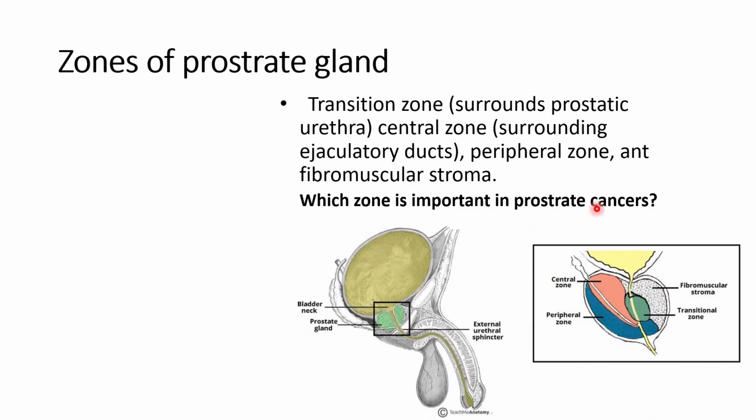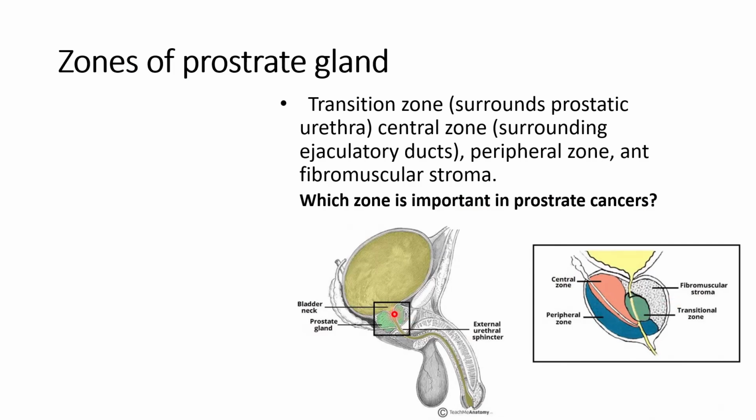And which part is prone to benign prostatic hyperplasia? That is the transitional zone. Then the peripheral zone is prone to cancers. So the carcinomas of the prostate will be covering the peripheral zone. The transitional zone has higher chances of having benign prostatic hyperplasia. So we need to appreciate that that is the histological organization of the prostatic gland and even the zones themselves.